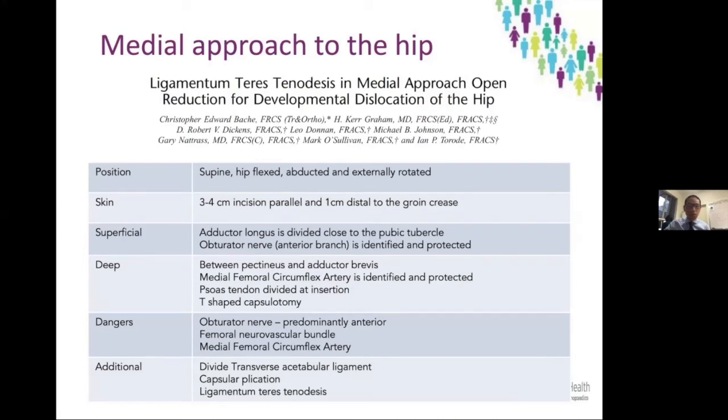The main dangers here include the obturator nerve, so predominantly the anterior branch that lies anterior to adductor brevis, the femoral neurovascular bundle, which is on the other side of pectineus, and then the medial femoral circumflex artery that we're protecting. Additional steps in this approach include dividing the transverse acetabular ligament, a capsular plication, and a ligamentum teres tenodesis to the transverse acetabular ligament stump.